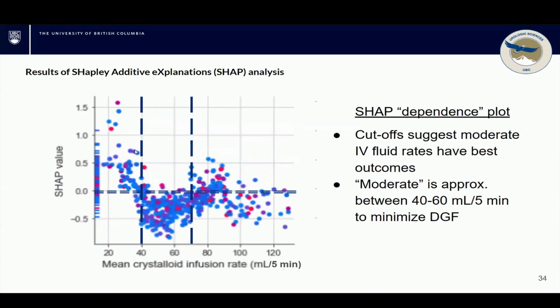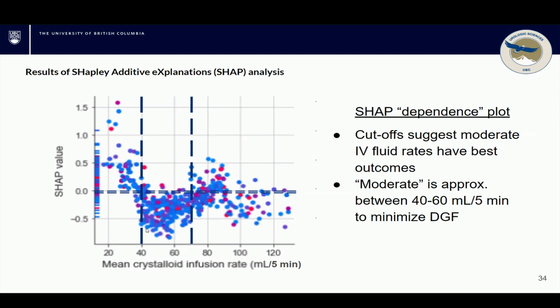And this is going to be our last analysis. The last variable we'll take a closer look at is IV crystalloid infusion rates seen throughout the surgery. And again, there seem to be some potentially actionable ranges for IV fluids use suggested by this ML analysis. So here we have low mean crystalloid infusion rates, less than 500 cc's per hour, which is in this area here. That was associated with higher DGF. And then high mean crystalloid infusion rates, greater than 750 cc's an hour, were also associated with higher DGF.